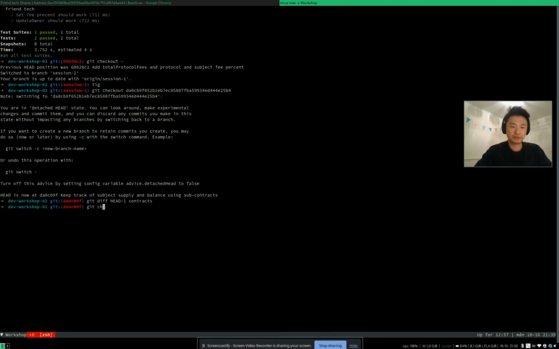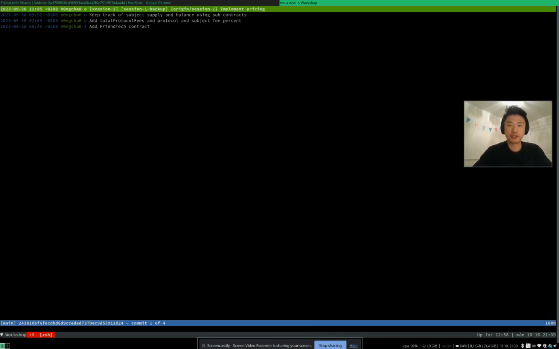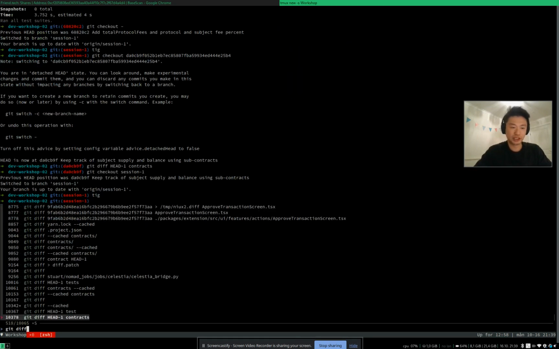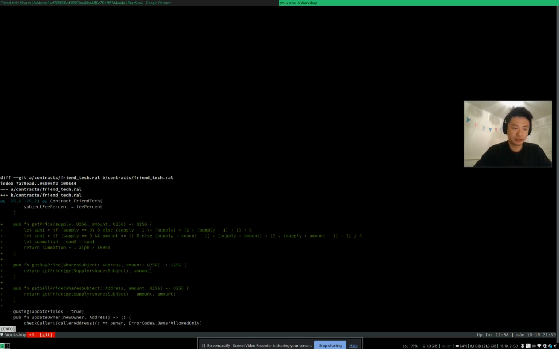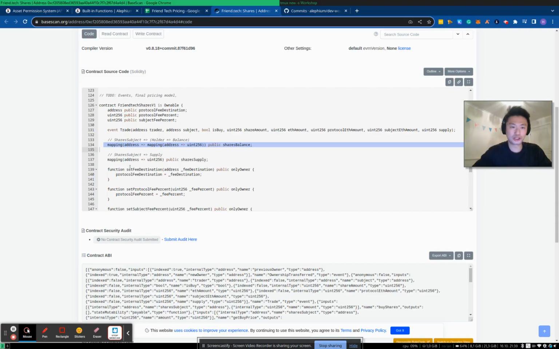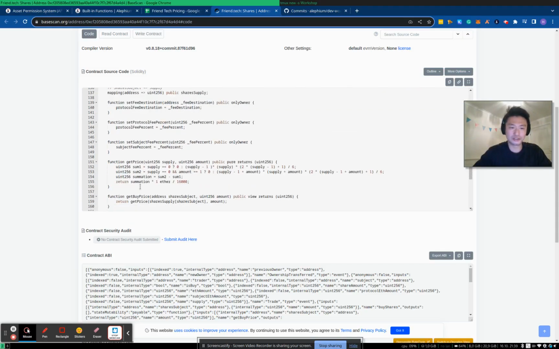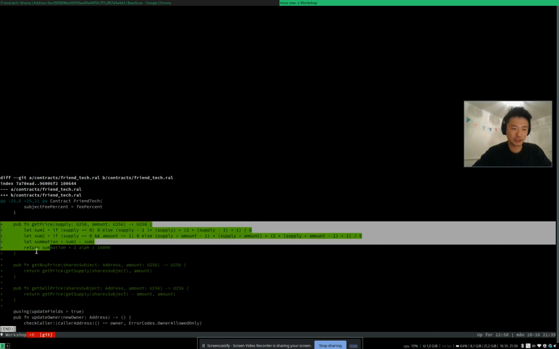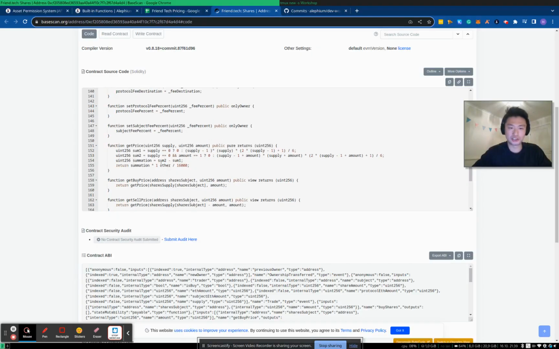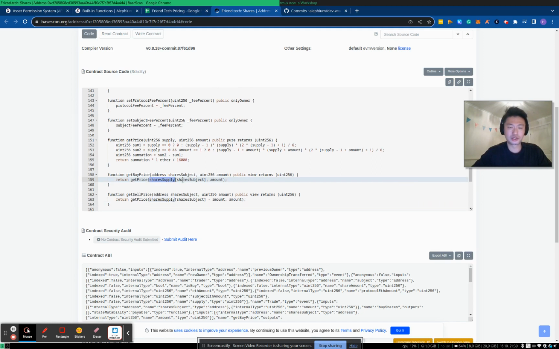So in the next commit, we implement the pricing. Let's see what we have here. If you go back to the original contract, it looks almost identical. This get price function, and also the get buy price and get sell price functions. The get price function looks almost identical here. The get buy and get sell functions in Solidity actually use this mapping to get the total number of outstanding shares for this particular subject.